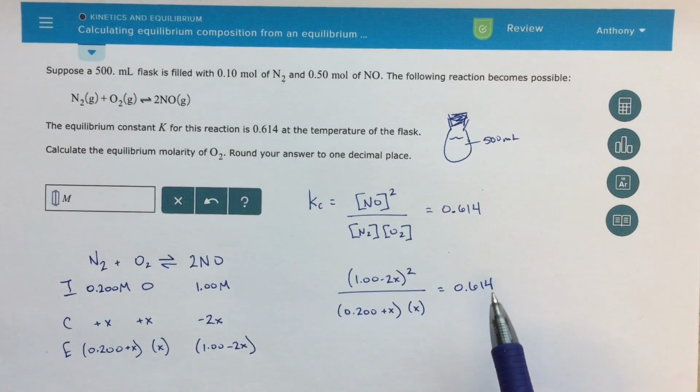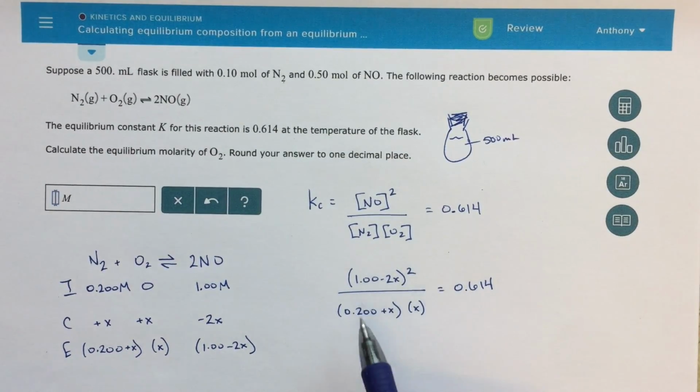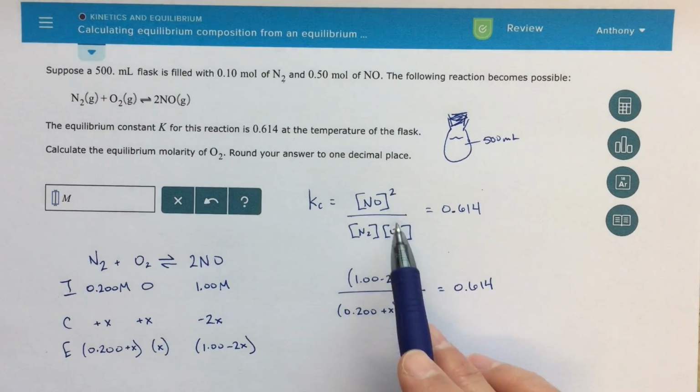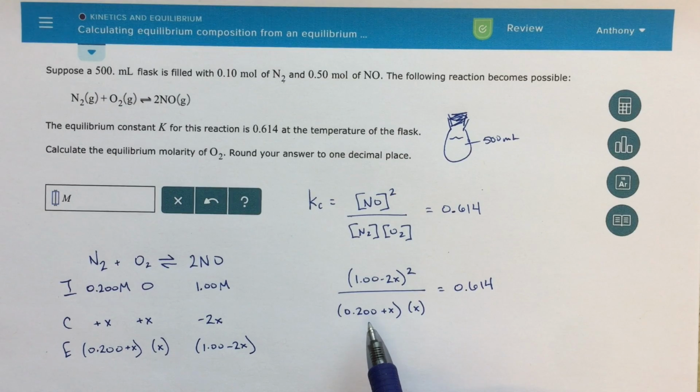All right, the video cut off there, but I went ahead and finished plugging in my equilibrium expressions into my equilibrium constant. So 1.00 minus 2x squared, again, don't forget that's squared. 0.2 plus x, that's going to be my concentration of N2, and then my x value for O2. And all of that should equal 0.614.